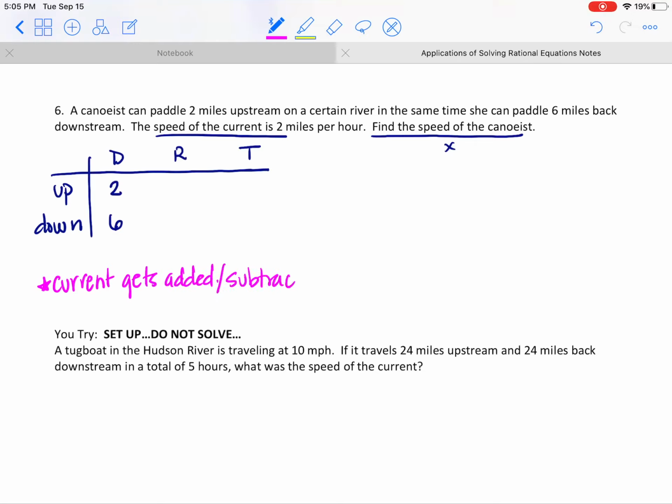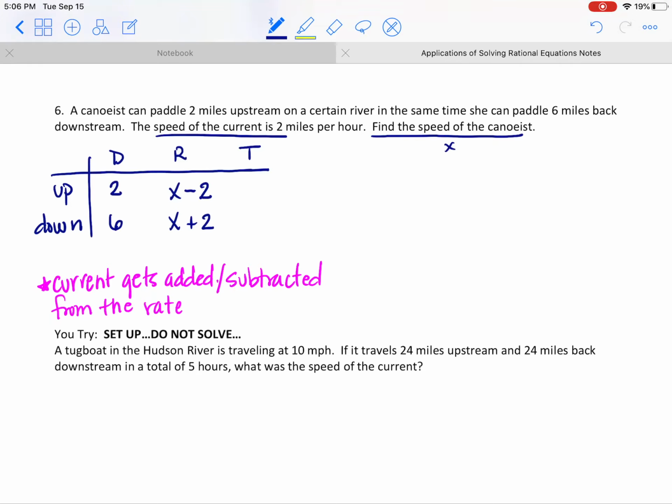Okay, so the current upstream, because the current's 2 miles per hour, going upstream, she's going to be 2 miles per hour slower, so we're going to subtract 2. And then when she's going downstream with the current speeding her up, she's going to be 2 miles per hour faster. So we're going to add and subtract 2 from her speed.